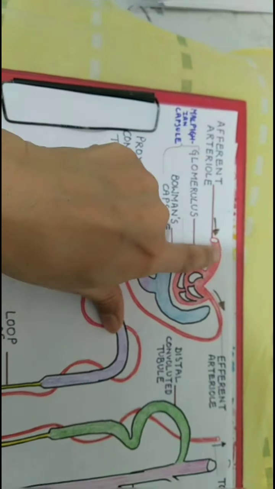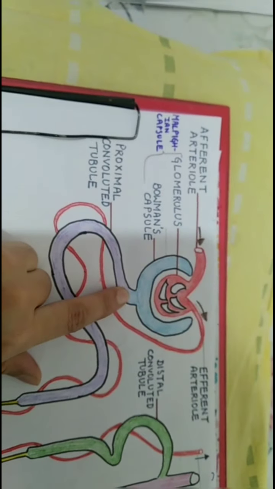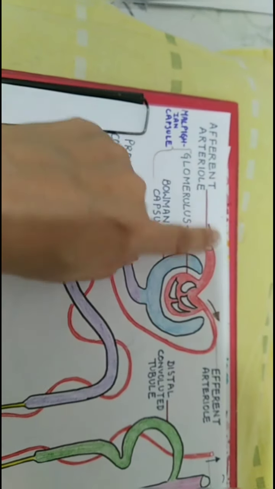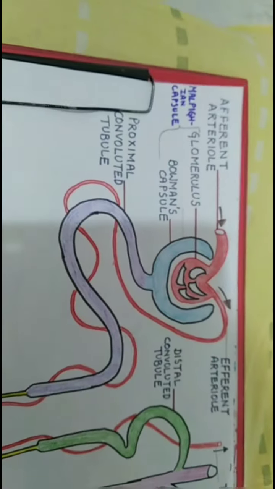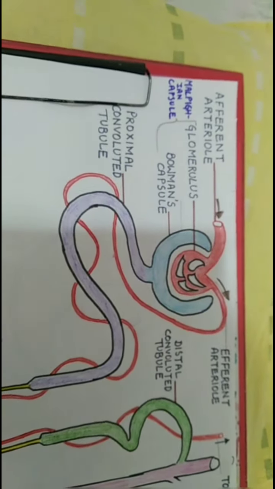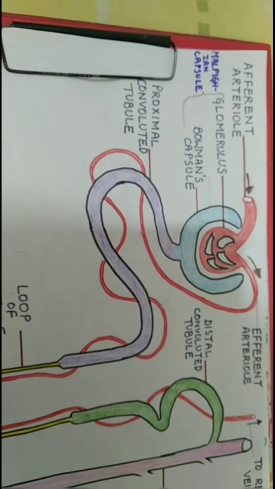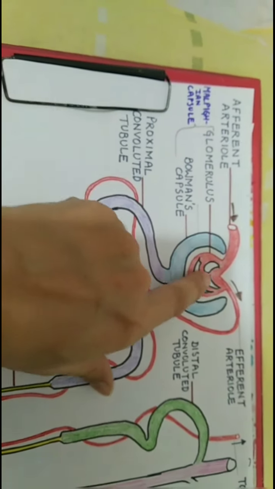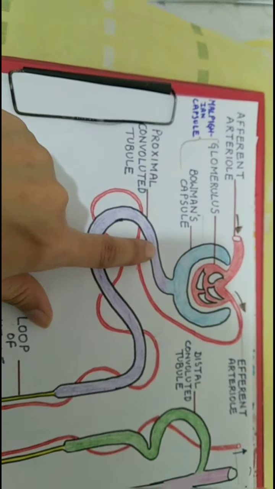So what happens from here? The blood gets filtered from here because the arteriole is bringing the blood which needs to be purified, blood which is having metabolic nitrogenous waste in it, so it gets filtered from here.